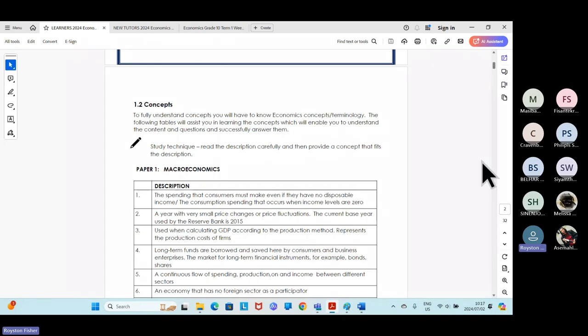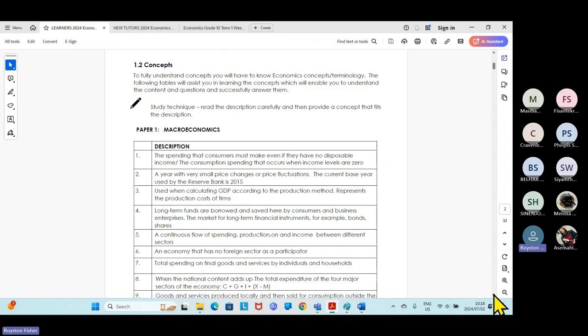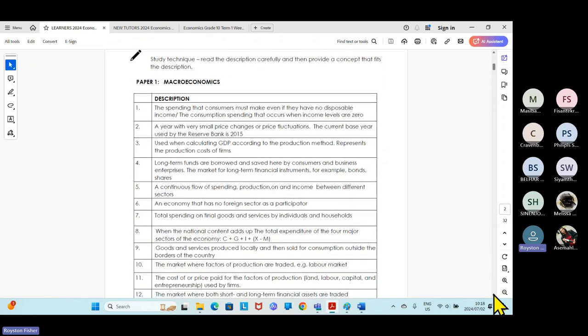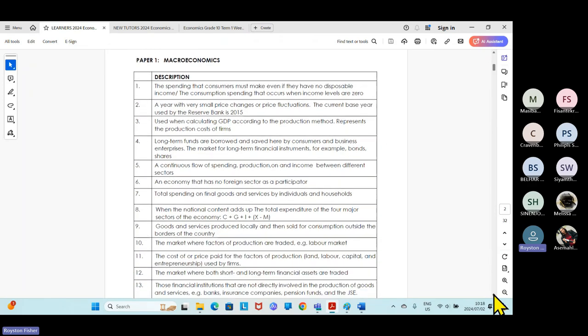So very important, whenever you study, the concepts, of course, is one of the main things. So this first part is circular flow. So we have about 14 concepts relating to the topic circular flow. And I'm going to give you about 8 minutes where you can read through it.